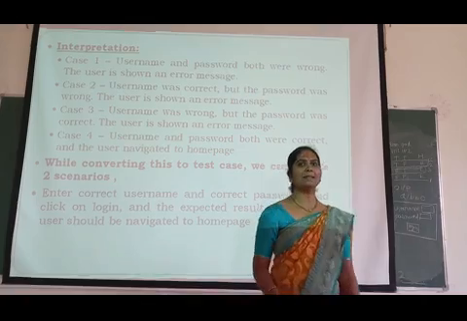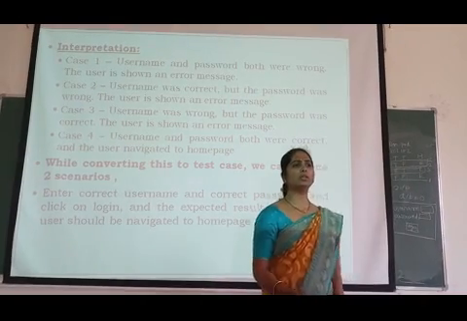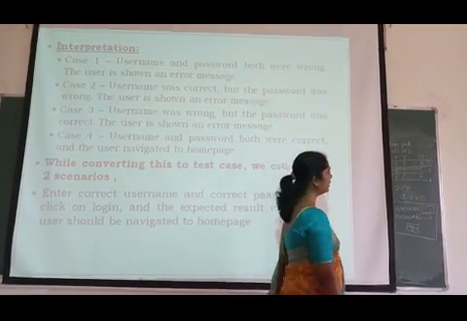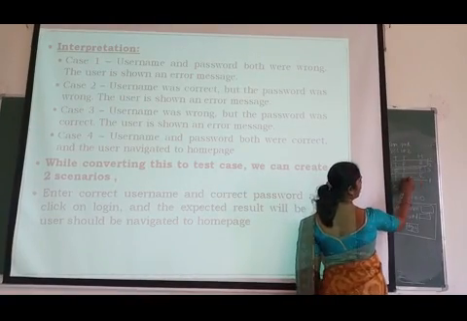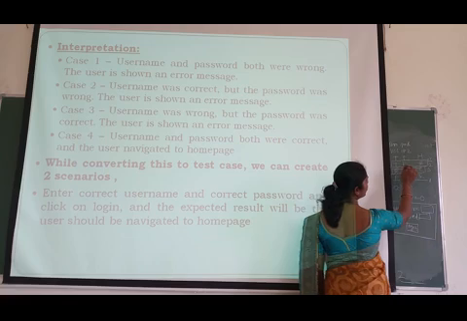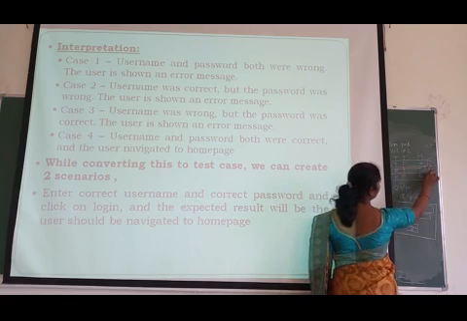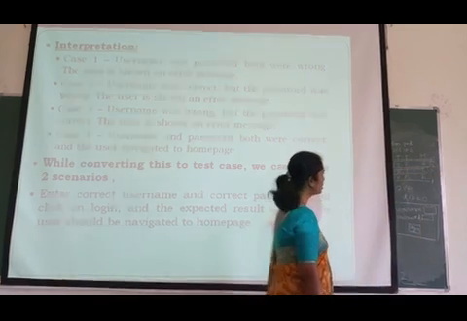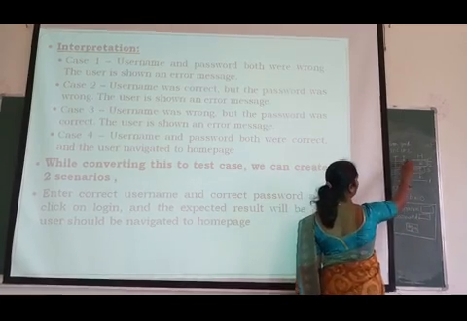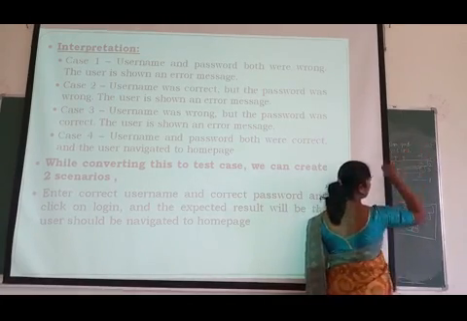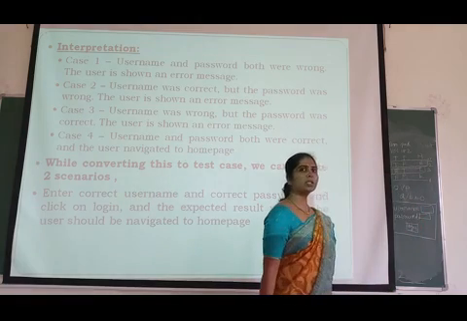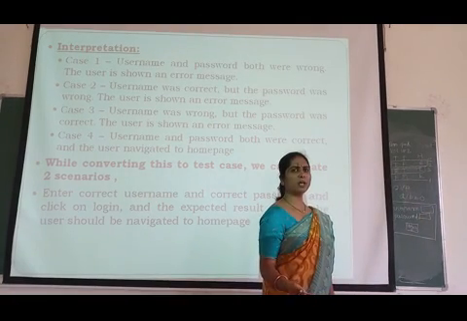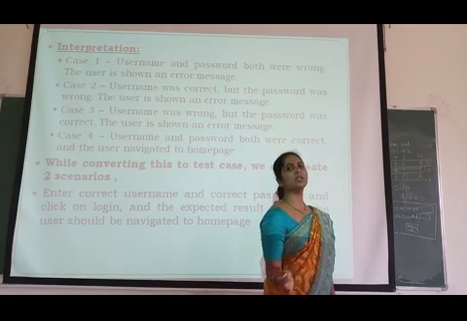Okay. Now consider the fourth test case. Now we are almost done. See, if both are false, error message. If the first is false and the second is true, then also the user is going to get the error message. If the username is correct and the password is wrong, then also the user is going to get the error message. Now what remains over here? Only one condition we need to check: if both things are correct.